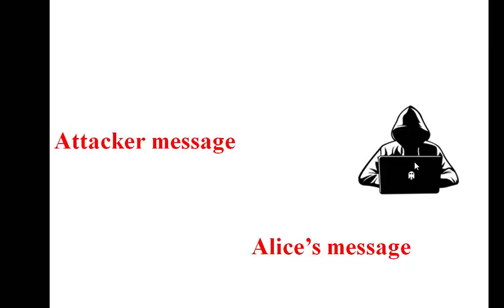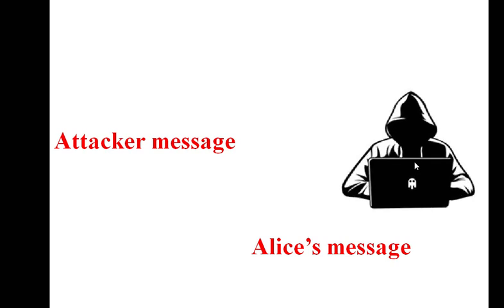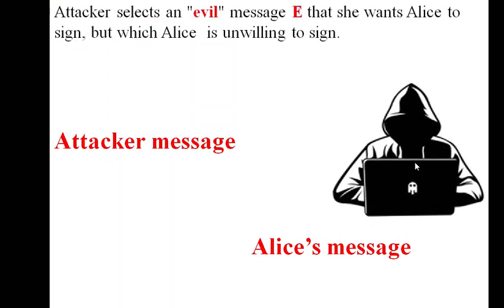And in this case, what will the attacker do? The attacker selects an evil message, meaning his own message. That name is E. She wants Alice to sign it, but Alice is unwilling to sign, because Alice knows herself that this message is not secure and comes from an unknown person.